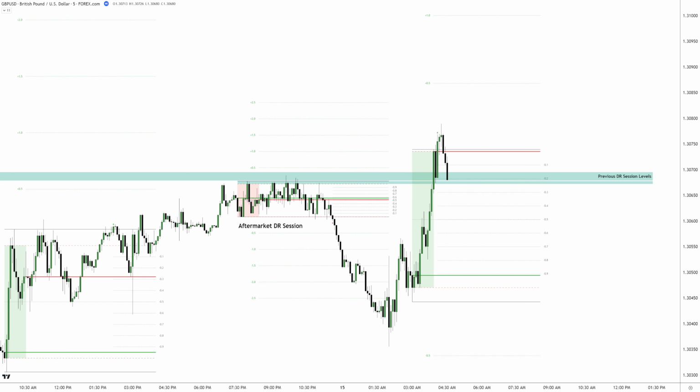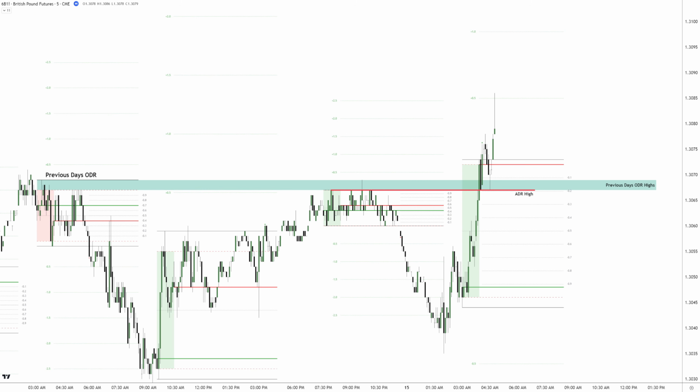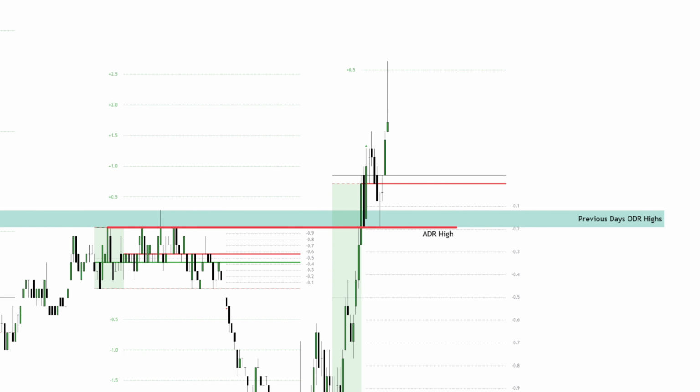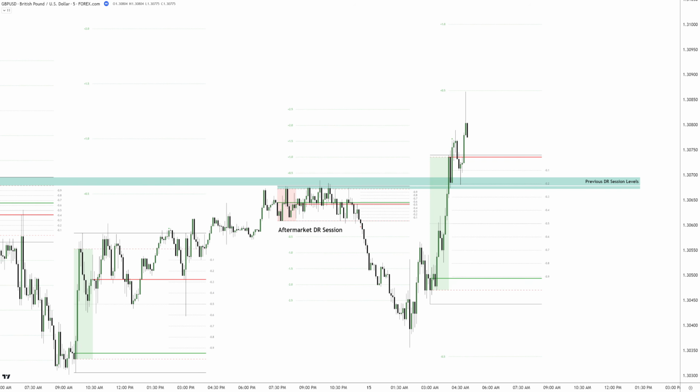Price rejects the upper levels and quickly pushes away. This was a tough trade to catch from just one rejection, but now the interesting part comes into play. Switching to the futures price chart for the British pound, the picture looks different. Here, we can see that price rejected the ADR highs and the previous day's ODR highs to the tick, and it also reached the plus 0.5 SD level with its extension, while it didn't in the spot market price chart.